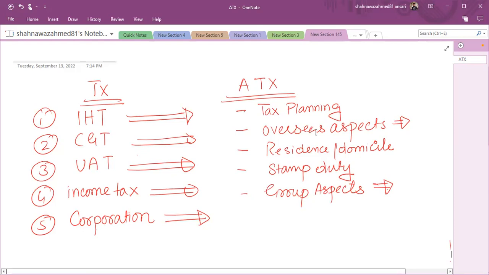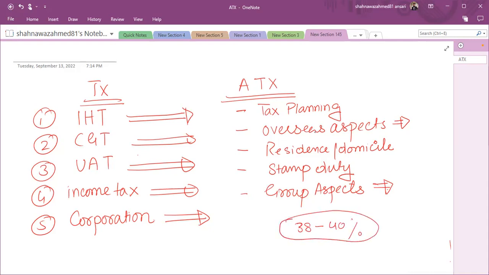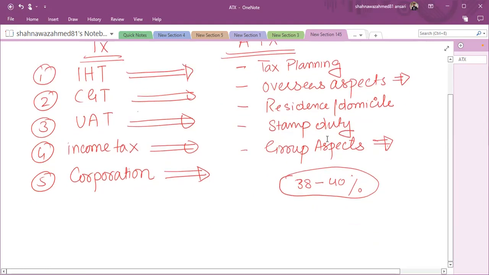We can say that this exam's passing ratio is on average like 38 to 40%, which is not bad in terms of the other professional papers. So usually the passing ratio is around on average 40%. The only problem that a student finds difficult is the quantum of information, the depth of the syllabus. And you have to memorize, right?